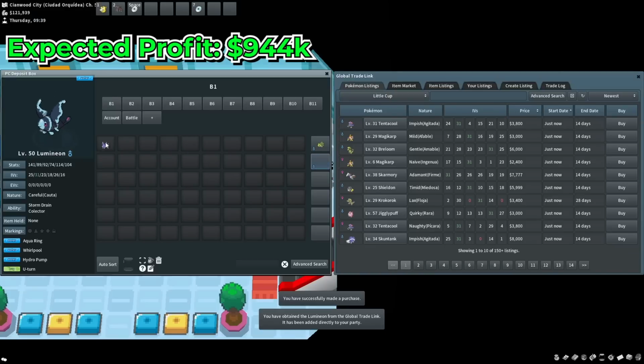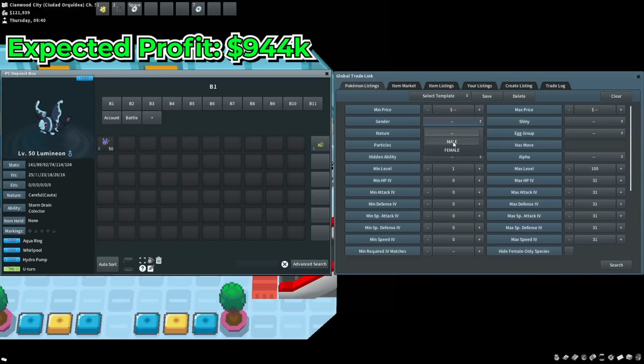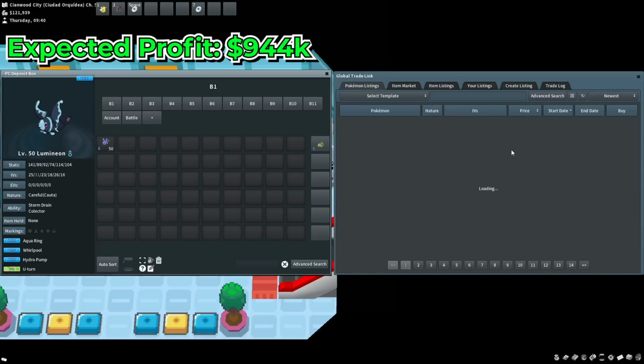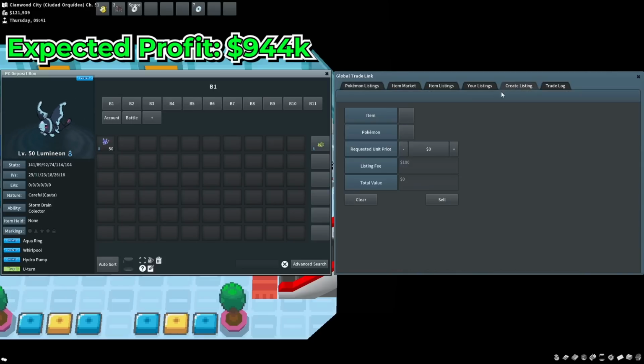Another male breeder, this one is from the Water Bee group, so Magikarps. Let's see, like this, 31, 20, 20, 20. Goes for 12k, so I'm gonna list ours at 12k, just undercut that guy.